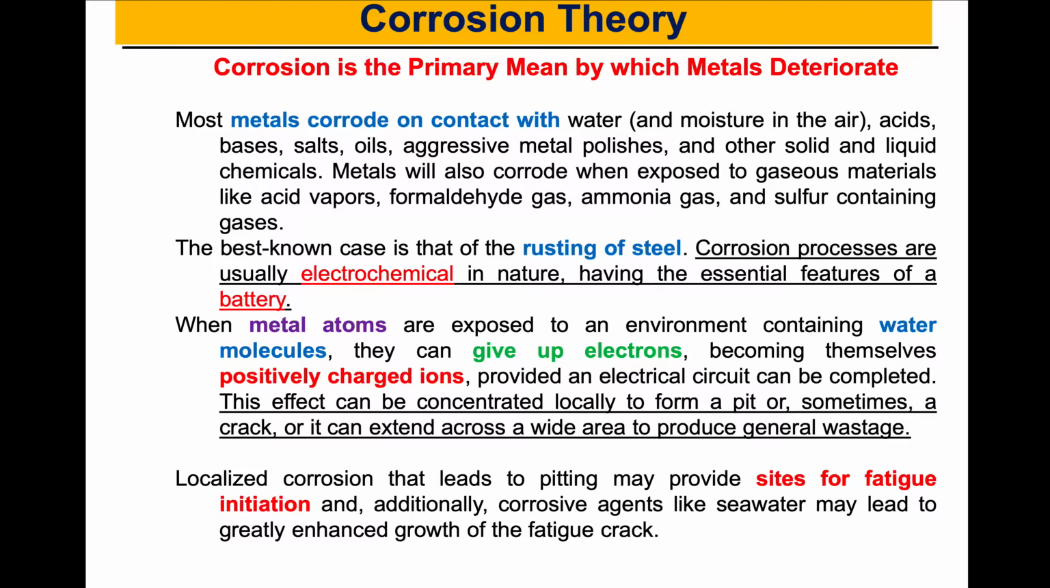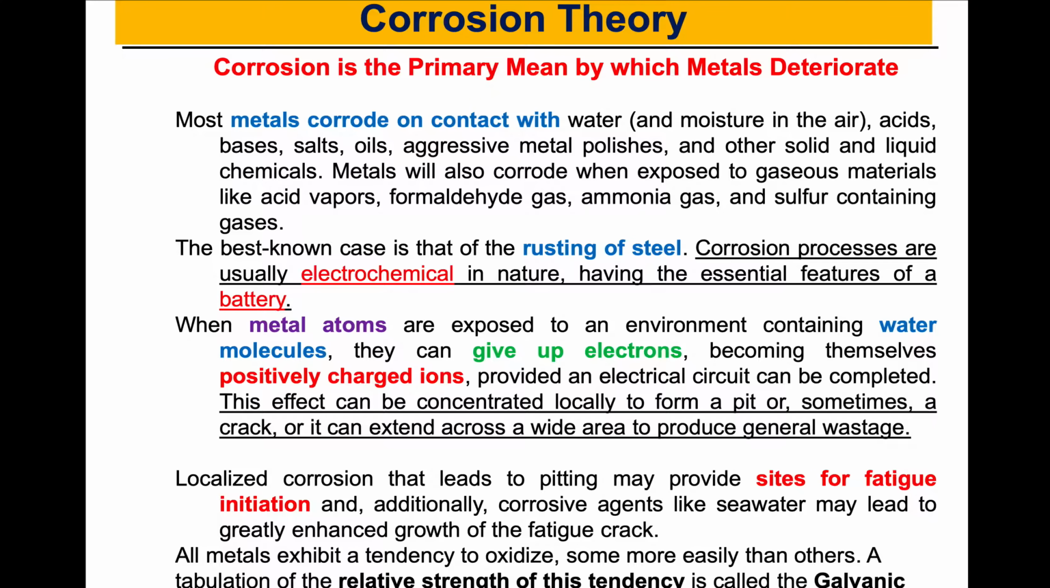Localized corrosion that leads to pitting may provide sites for fatigue initiation. That's why we don't like corrosion and we try to avoid it. We try to use metals that are resistant to corrosion inside the human body, because otherwise they will be susceptible to fatigue and then failure at the end. A corrosive agent, like seawater, may also enhance the growth of a fatigue crack. Inside the human body, we have salts and water, so the environment is ready for the metal to corrode.